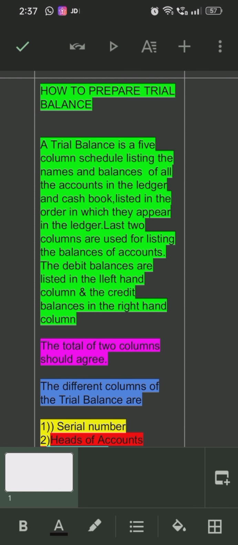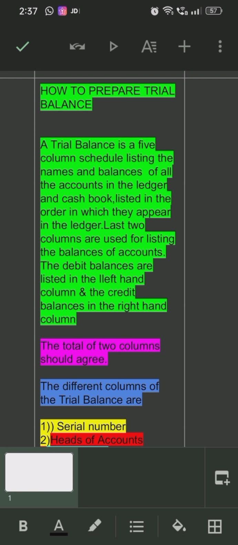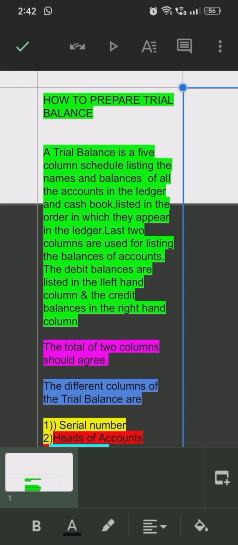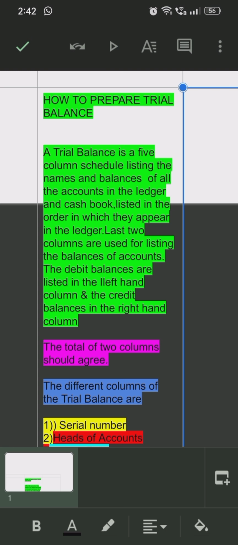Key points to be remembered for trial balance. The heading should show the date on which the trial balance is prepared. The debit balances are listed in the left hand column and the credit balances are in the right hand column.